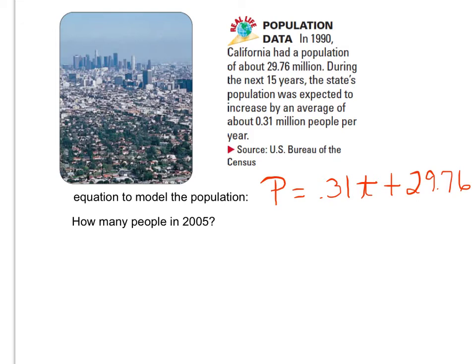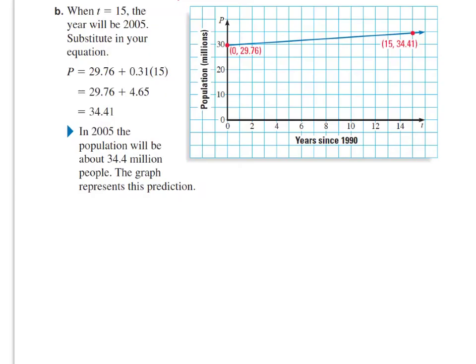So how many people were in 2005? Well, 2005 from 1990, if my arithmetic's right, it's 15 years. You can check me on that. So we want to put a 15 in for t and just compute that. So there's our equation for population, just reordered here. So 29.76 million plus 0.31 times 15. So we get 4.65 added on, so we get about 34.41 million people in 2005.